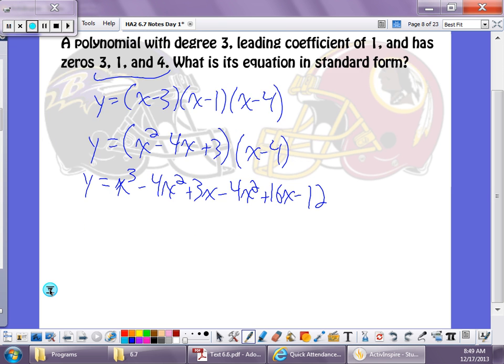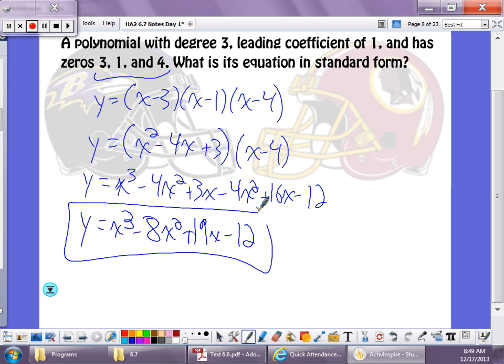Alright, so then here you would just have to combine like terms. So you get x cubed minus 8x squared plus 19x minus 12. And that would be your answer. That's it. That's all we're doing.